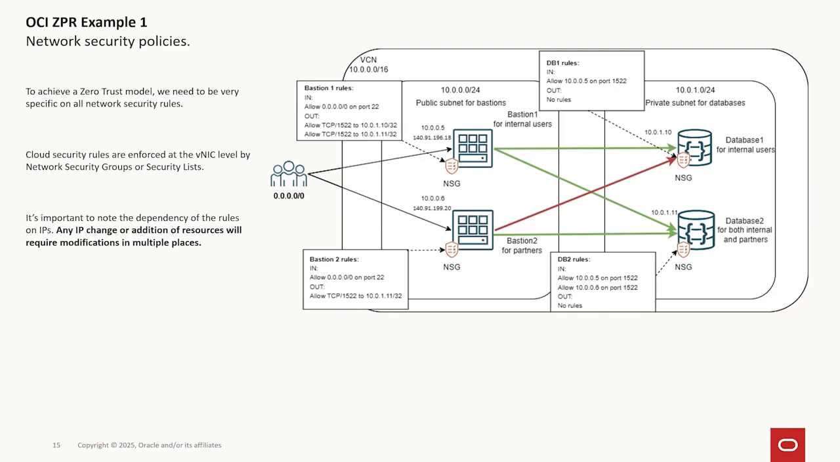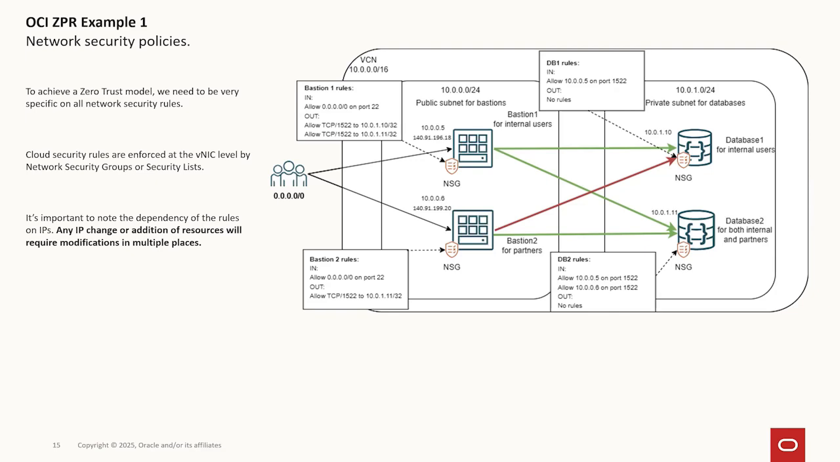Maybe one of the most important things to notice is that we are hard coding IP addresses in the rules, right? So imagine that you have to maybe redeploy one of the databases or one of the bastion servers. Maybe you cannot use the same IP. You'll have to go into all the other networking restrictions and edit, add the new IP.